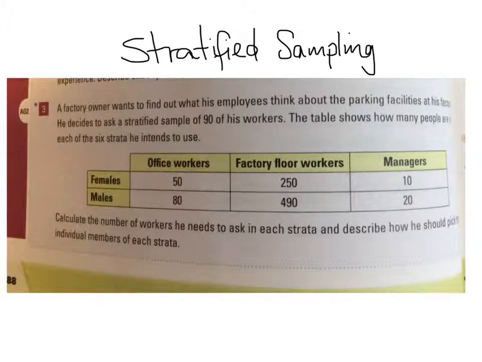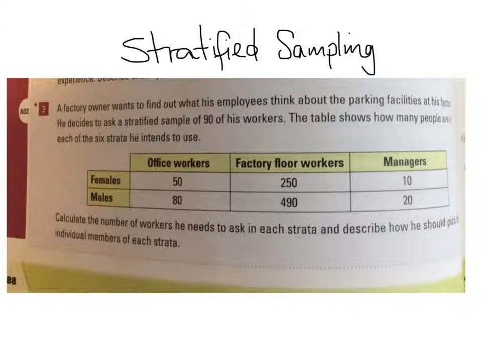Now, a couple of things to bear in mind. He wants only 90 workers altogether, so when you add up the numbers from each strata, they should add up to 90. He doesn't want to deal with all of his workers. So we need to calculate the number of workers in each strata and decide how he should pick individual members of each strata. So we're basically going to be doing two things straight away.